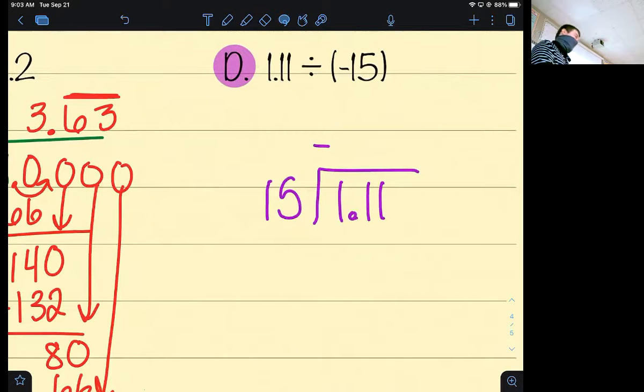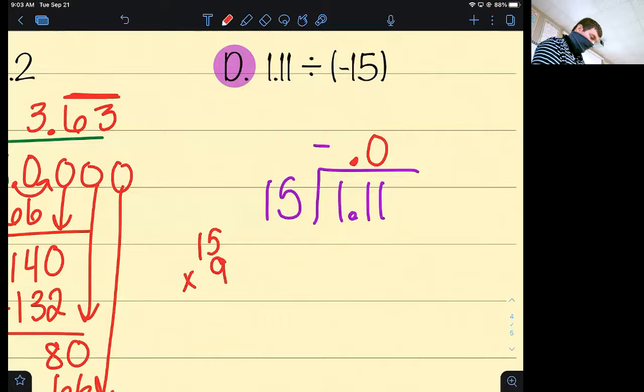Any guesses as to how many? No, it's not going to go into 1. It's not going to go into 11. By the way, since it doesn't go into 11, I have to put something here. So how many times did it go into 11? 0. You have to put something there. I can't just leave that blank because it's an actual decimal place. So I'm going into 111.